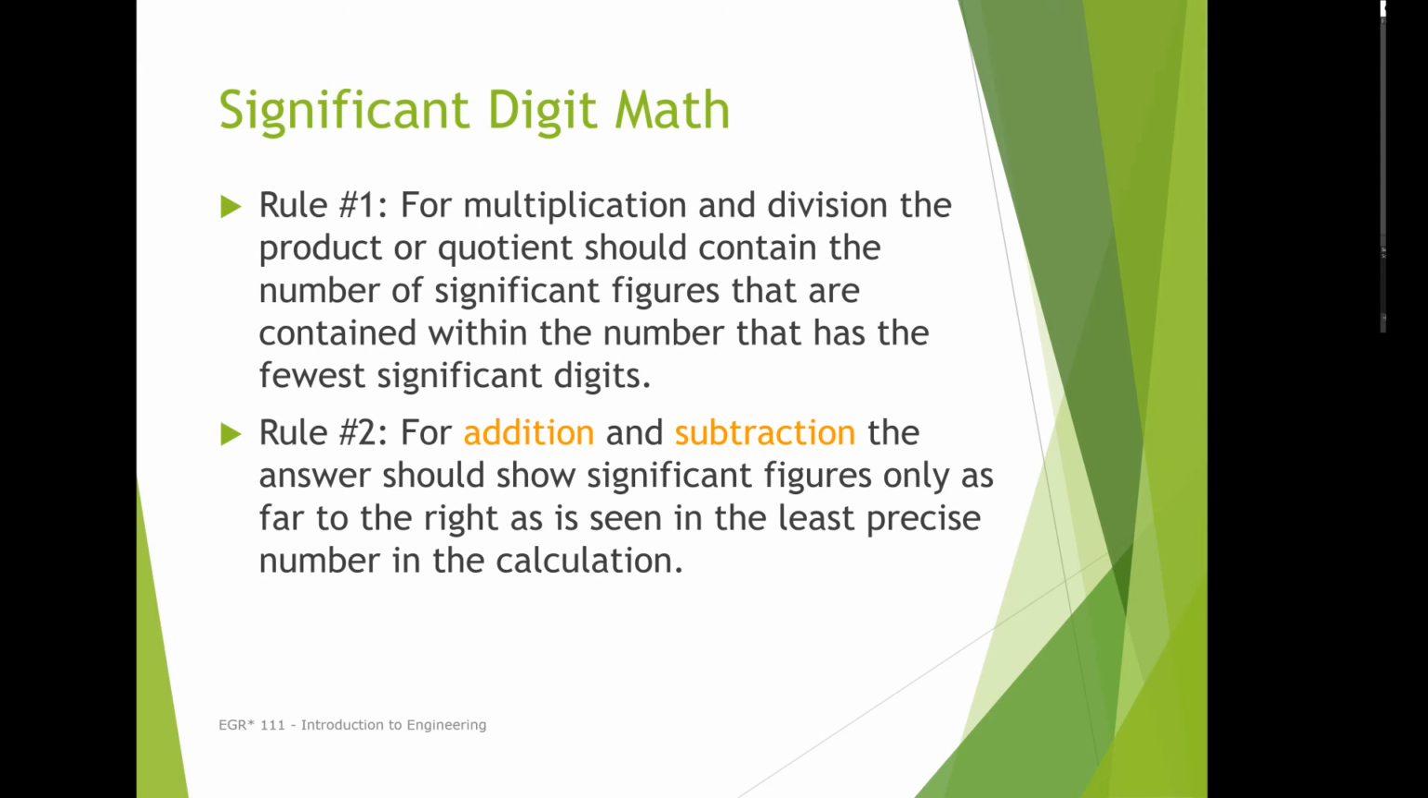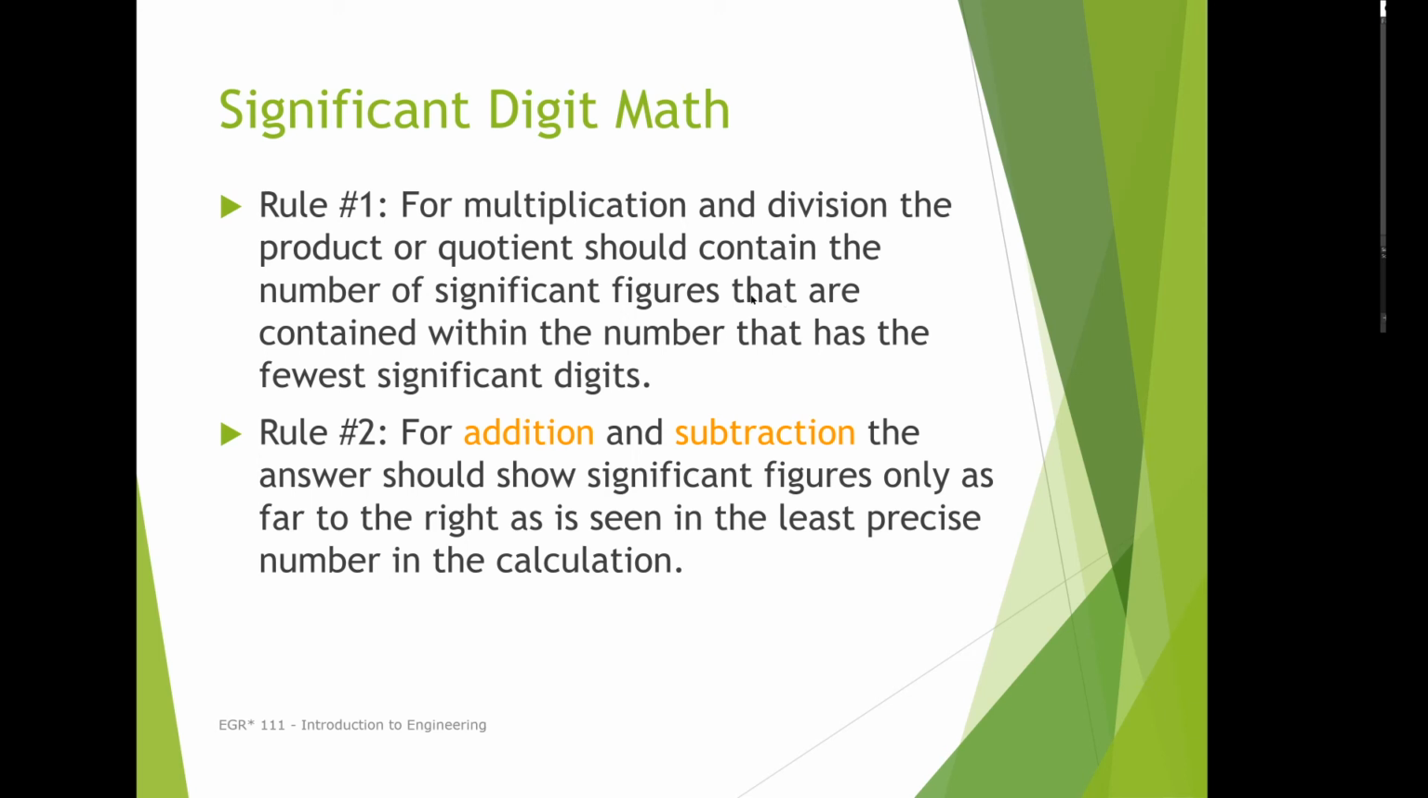Okay, so the next thing we have is significant digit math. Now that we have identified the number of significant figures in those numbers, we're going to use that. And when we perform our math, our end result will have the appropriate number of significant figures. So there are 2 basic rules for this: multiplication and division, and addition and subtraction.